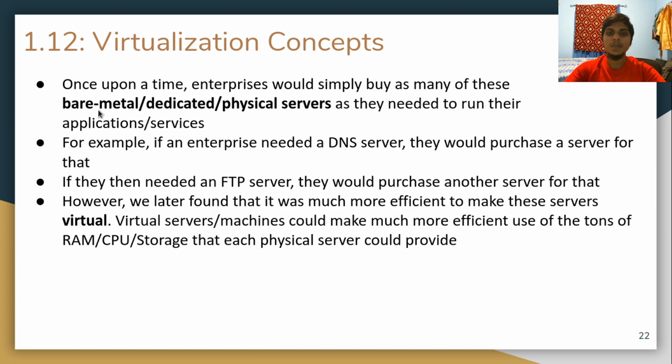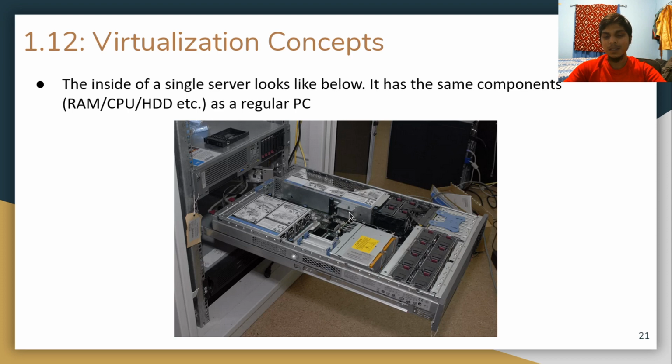Now, once upon a time, enterprises would simply buy as many of these bare metal or dedicated or physical servers as they needed to run their applications or services. So for example, if an enterprise needed a DNS server, they would purchase a server for that. If they then needed an FTP server, they would purchase another server for that. So basically, once upon a time, you would have one of these things running every single application or every single service you needed in your enterprise or in your business.